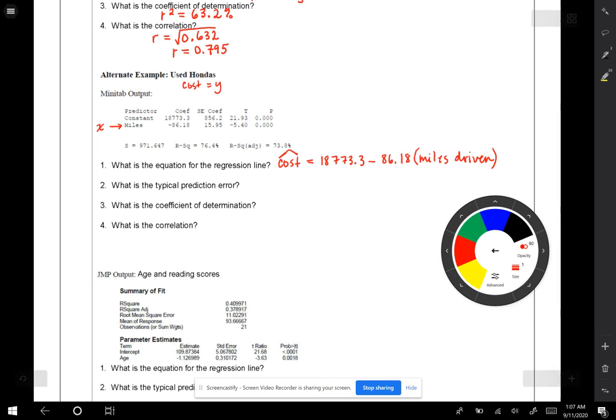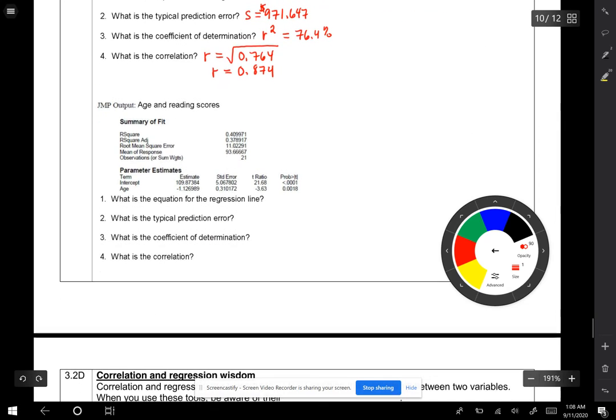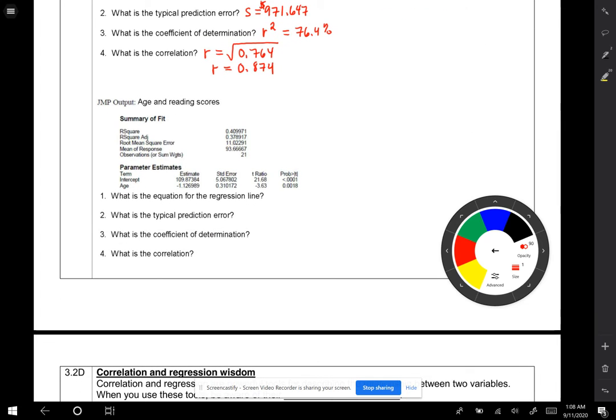Okay. The typical prediction error would be S equals 971.647. There we go. And then the coefficient of determination, R squared equals 76.4%. And the correlation, the square root of that, so 0.764, R equals 0.874.